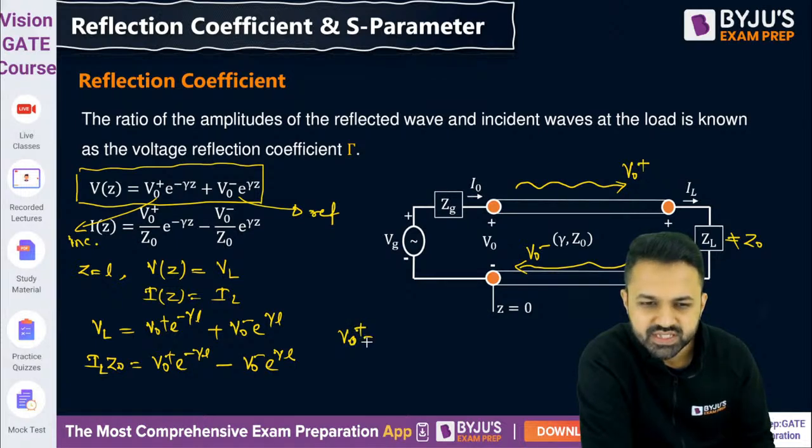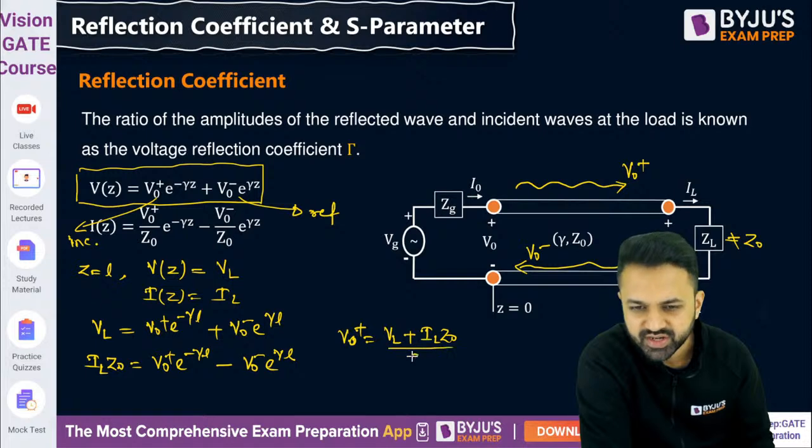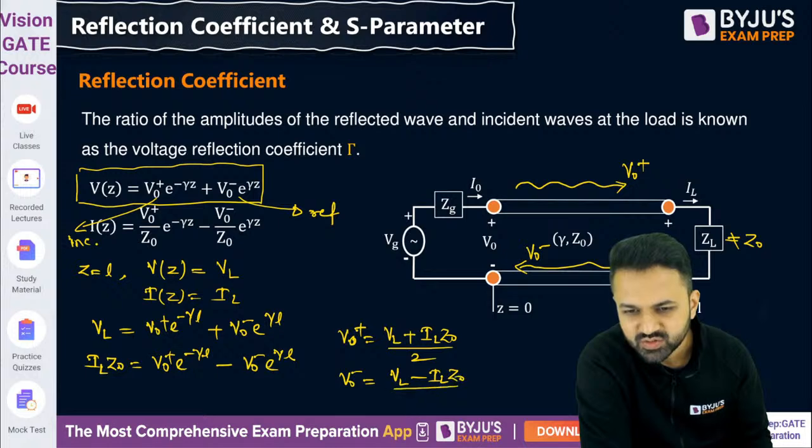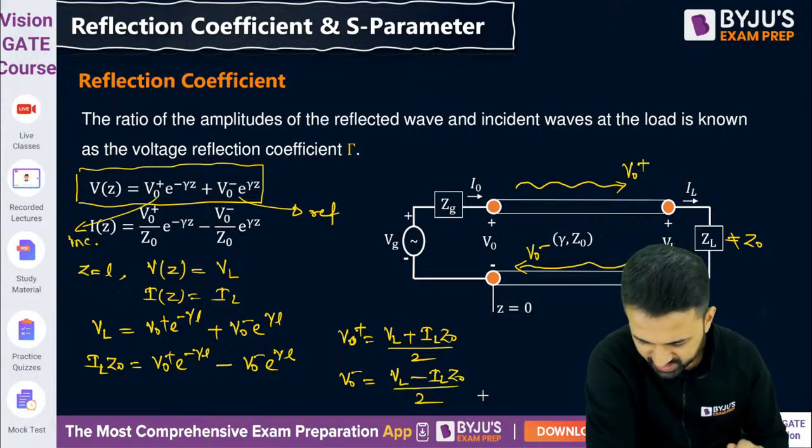So V naught plus is equal to VL plus IL into Z naught, divided by 2, and similarly we will get V naught minus is equal to VL minus IL into Z naught, divided by 2.